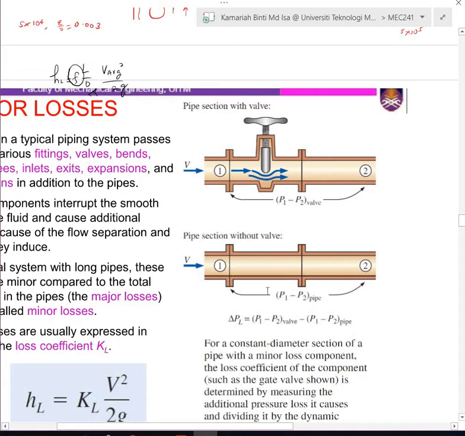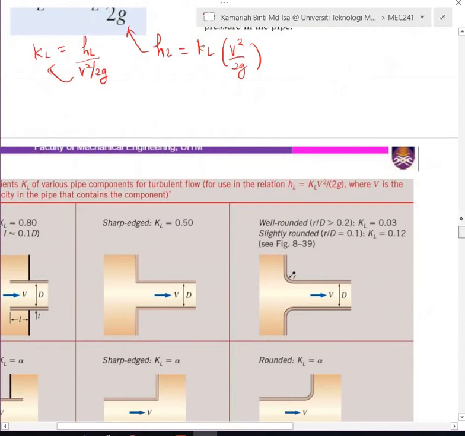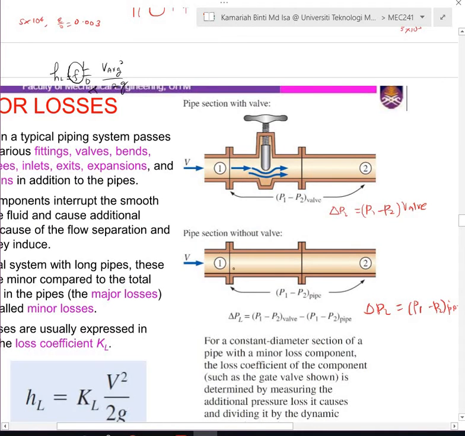From this figure, we have two pipes. One pipe is connected using a valve, while the other is a straight constant diameter pipe from location 1 to location 2. The pressure drop, delta P loss, equals P1 minus P2 that is caused by the valve. For the other picture, the delta P loss, or the pressure loss, is P1 minus P2 that is caused by the pipe. So to find the total pressure loss, it is P1 minus P2 for the valve minus P1 minus P2 for the pipe.